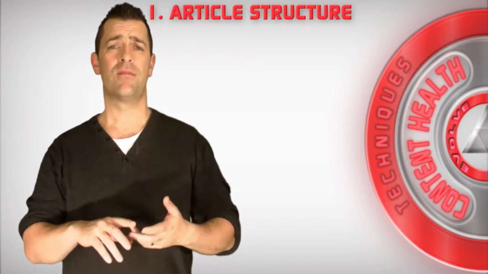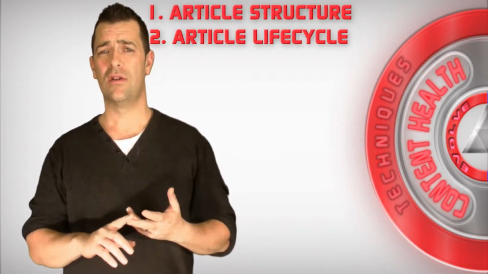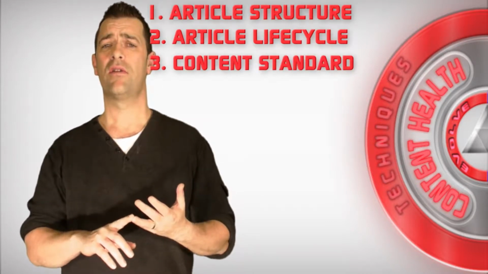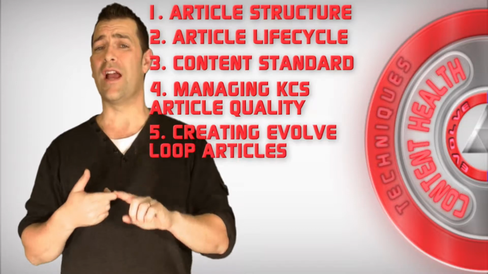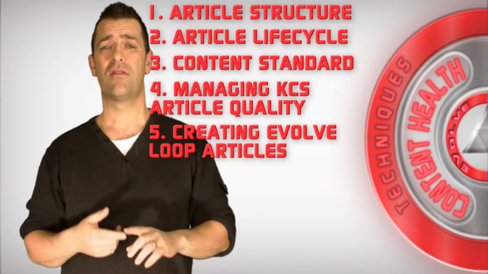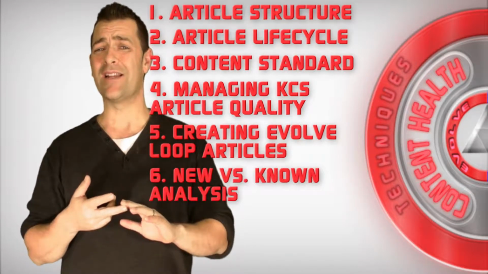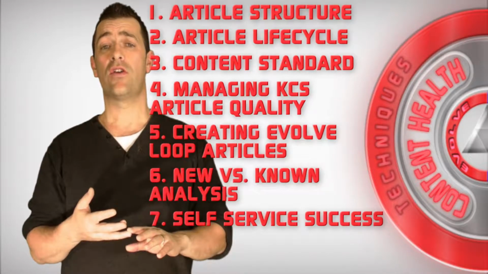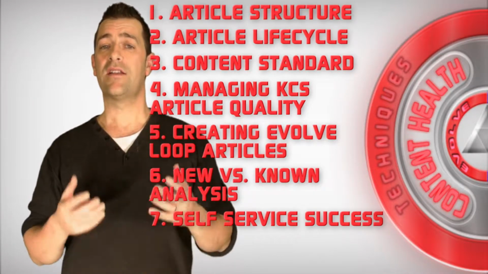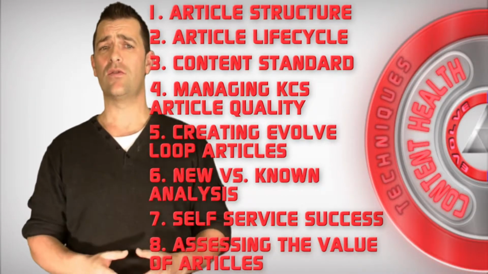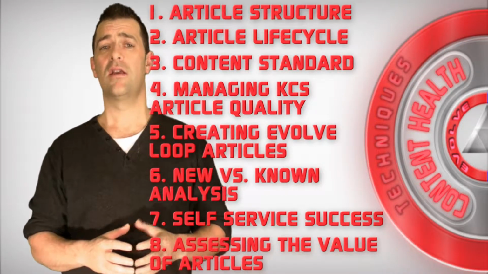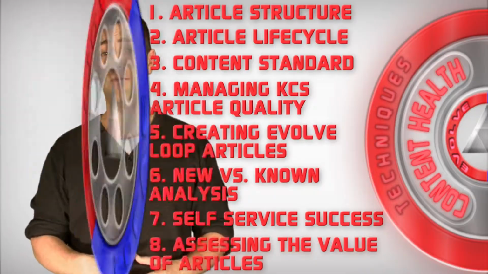The content health practice consists of 8 techniques: article structure, article life cycle, content health, managing KCS article quality, creating evolved loop articles, new versus known analysis, self-service success, and assessing the value of articles. Let's look at the first technique, KCS article structure.